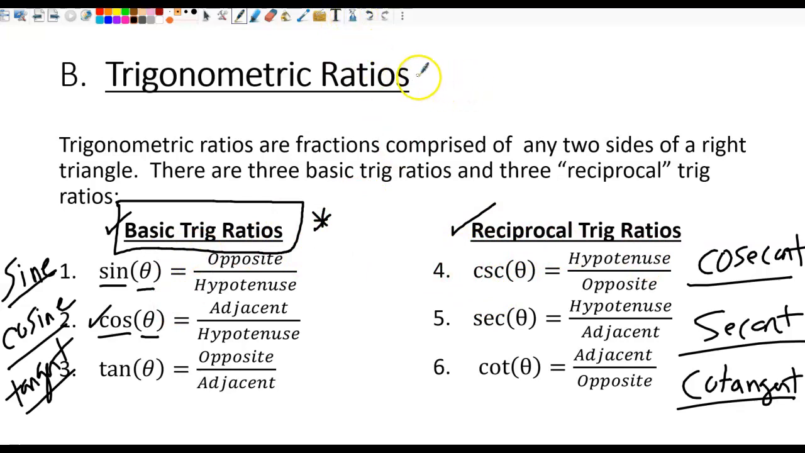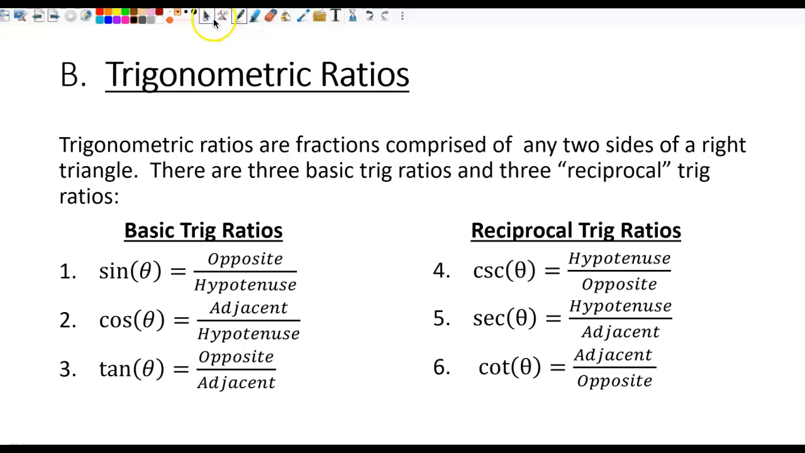So what is a trigonometric ratio? It's a fraction of any 2 sides of a right triangle. You need to have a reference angle so you know how to label them opposite, adjacent, and hypotenuse, but once you've done that, you can create any of these 6 trig ratios, and each one of them gets a name. Sine, cosine, tangent, cosecant, secant, cotangent, all right?